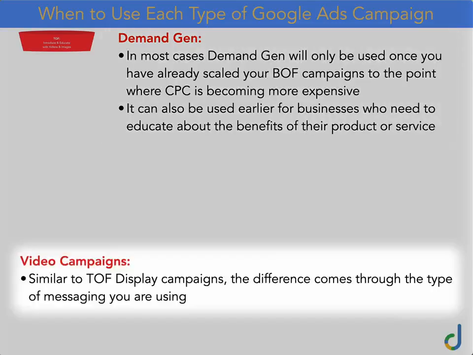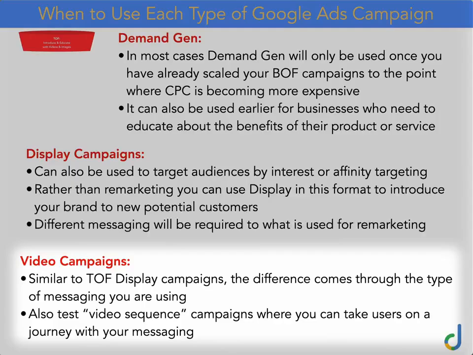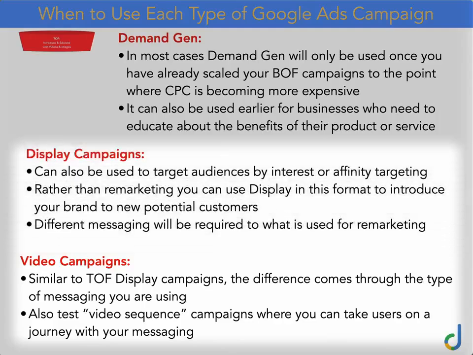And video campaigns, similar to top of funnel display campaigns, the difference comes through the type of messaging you're using. So what we're talking about here with display and video campaigns, remembering that they can also be used down the bottom of the funnel, is targeting audiences by interest or affinity targeting. So rather than remarketing, you're grabbing people by their interest or affinity, what they're interested in or what they're searching, and you're using images and videos to introduce your products or services to new potential audiences.